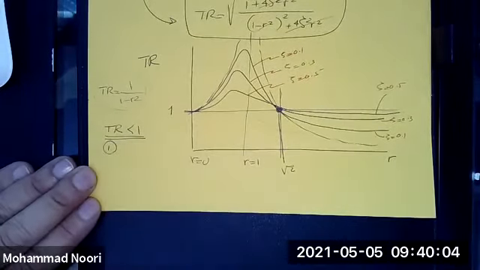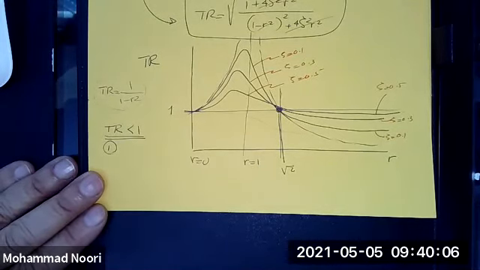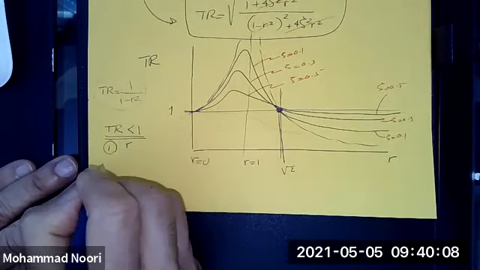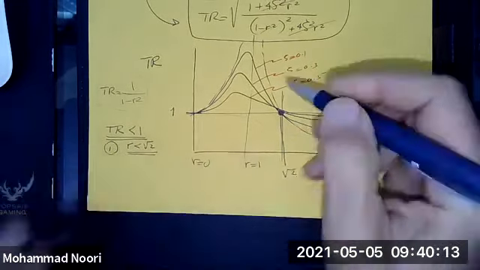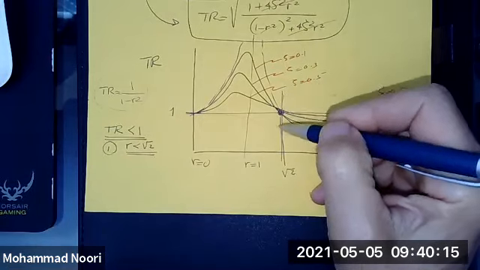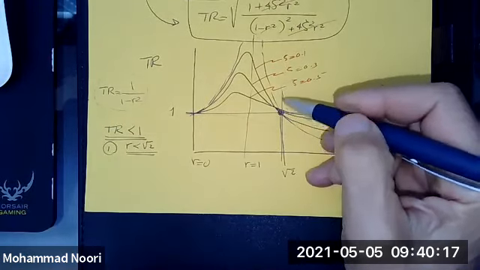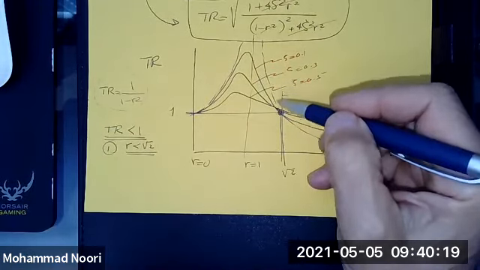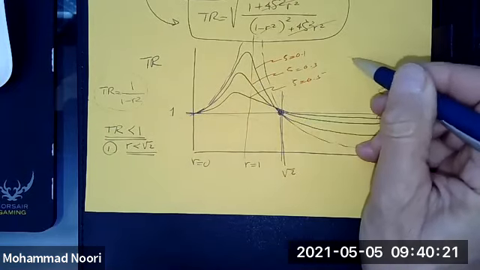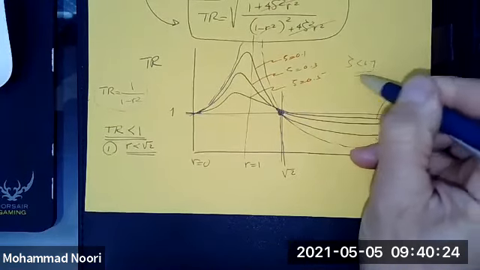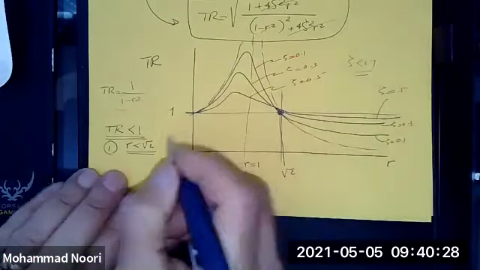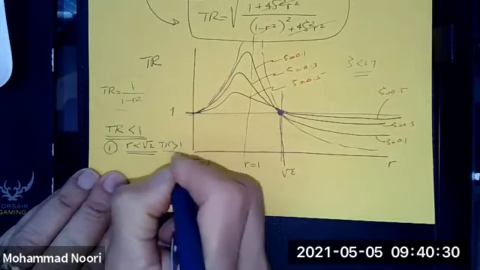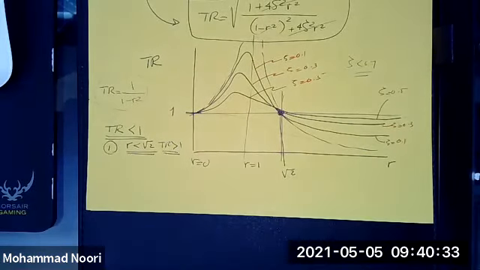Observation number one is this: if r is less than square root of 2, and you have a damped system, as long as, of course, the damping is less than 0.7, the transmissibility ratio is always greater than 1, right? So that's not good.